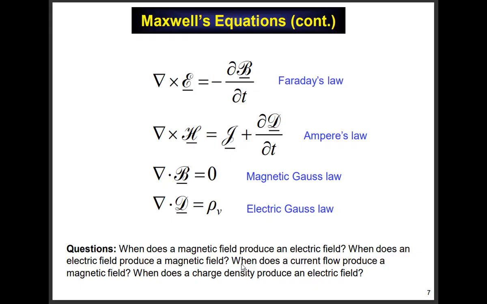Okay. Third question. When does a current flow, this is what's called the current density vector. So this represents current flow. When does a current flow produce a magnetic field? So look at this equation again. When does a current produce a magnetic field? Does it, from Ampere's law, does it appear that we need to have a current changing with time to produce a magnetic field?